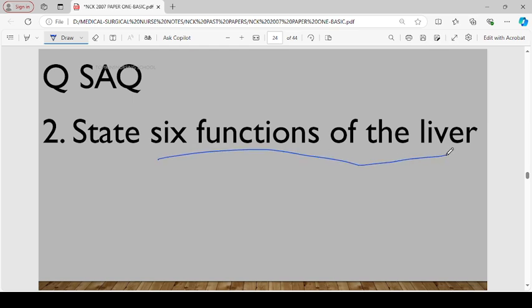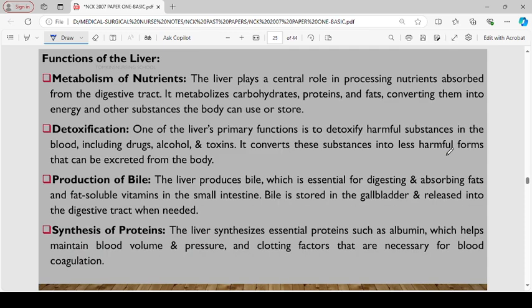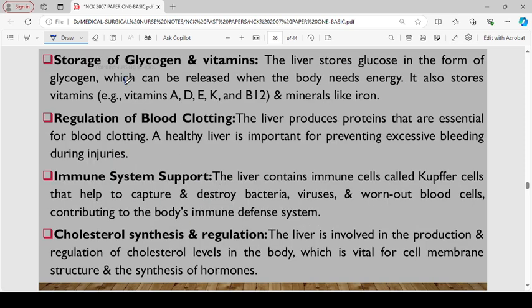state six functions of the liver. We have several functions. Could have metabolism of the nutrients, detoxification, production of bile, synthesis of proteins, storage of glycogen and vitamins, regulation of blood clotting, immune system support, cholesterol synthesis and regulation.